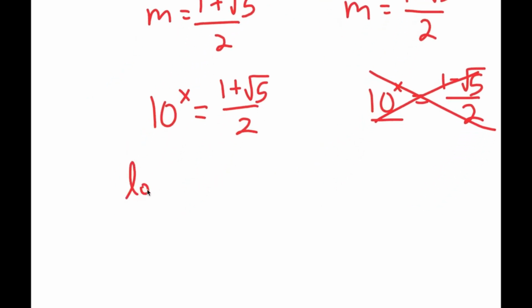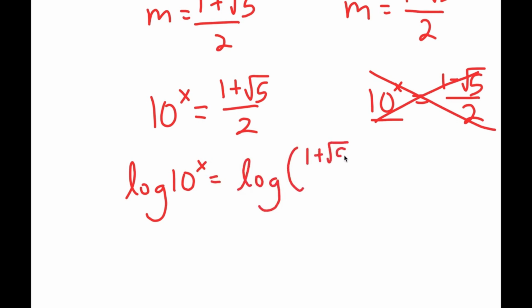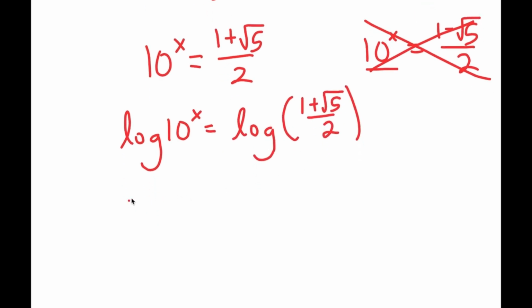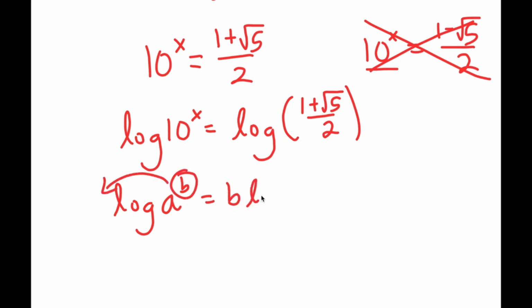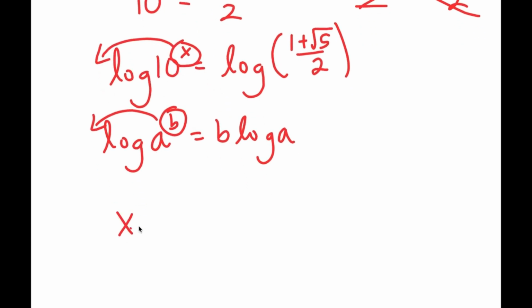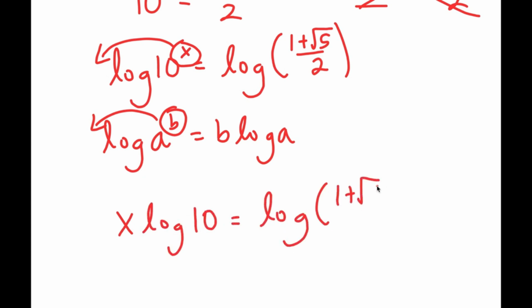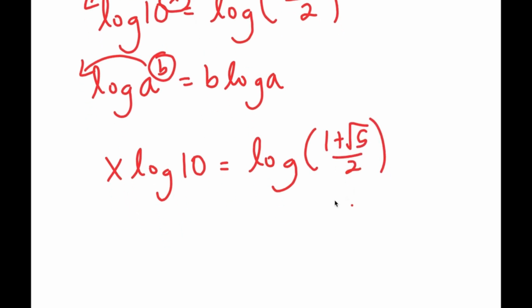And to solve this, I'm going to take the log on both sides. So I get log 10 to the power of x is equal to log 1 plus the square root of 5 over 2. And if I have something in the form log a to the power of b, I can move the exponent b to the front, so this turns into b times log a. So now I have log 10 to the power of x, which I can move x to the front, so I get x times log 10 is equal to log of 1 plus the square root of 5 over 2.